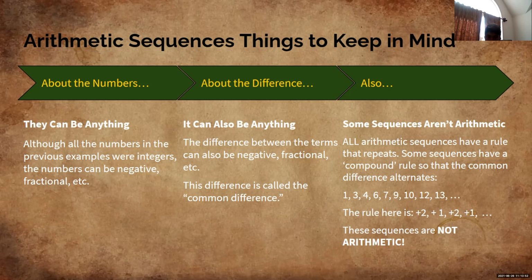And about the difference, the difference can also be anything. The difference can even be irrational. It can be negative, fractional. As long as the common difference is constant across the arithmetic sequence, it doesn't matter what it is. Also, some sequences aren't arithmetic. All arithmetic sequences have one rule throughout. Something like plus 2, plus 1 follows a pattern, but it's not an arithmetic sequence.